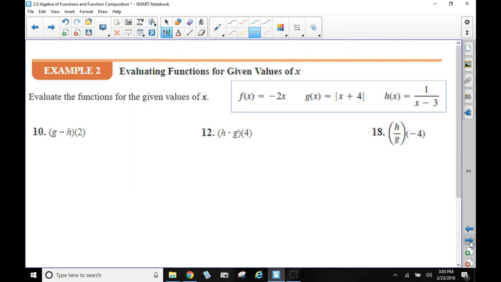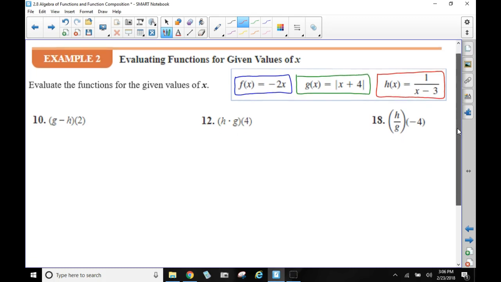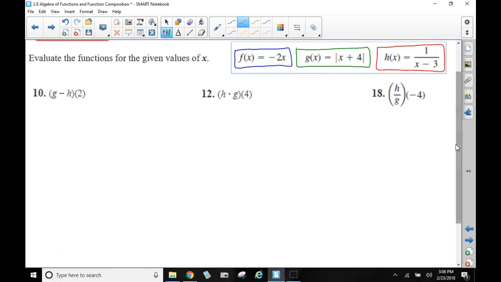In example 2, they're going to give us some functions. Let me do a little bit of color coding here. f of x is negative 2x. g of x is the absolute value of x plus 4. And h of x is 1 over x minus 3. So on number 10, if they want us to calculate g minus h evaluated at 2, I'm going to first rewrite that as g at 2, and the operation is to subtract from that h evaluated at 2.